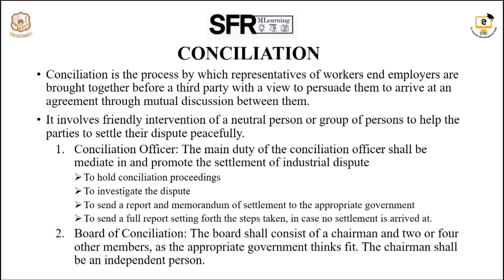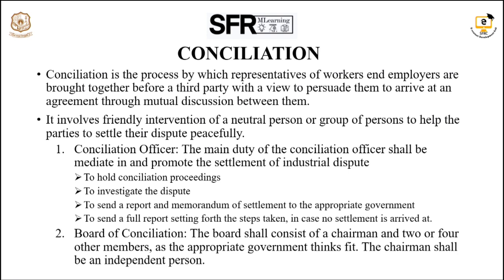Next one is the Board of Conciliation. The Board of Conciliation is constituted by the appropriate government by notification in the official gazette, for promoting the settlement of an industrial dispute. The board shall consist of a chairman and two or four other members. The appropriate government also appoints the conciliation officer in that board. The chairman shall be an independent person, and the other persons are appointed in equal number to represent the parties to the dispute.